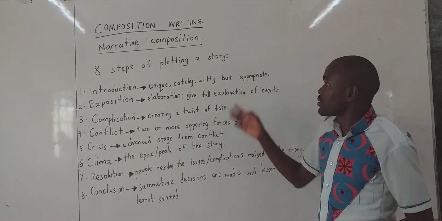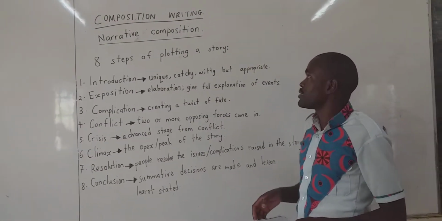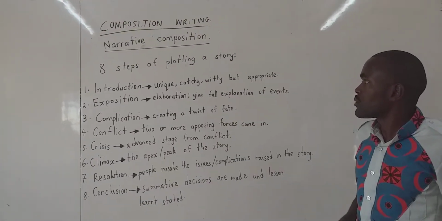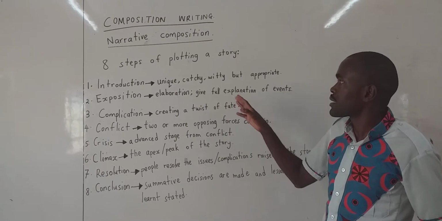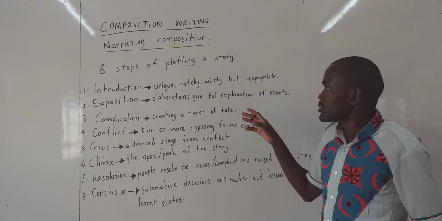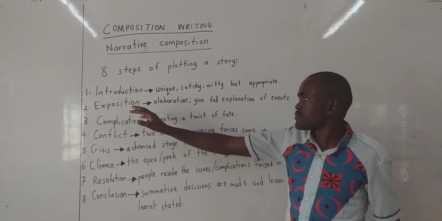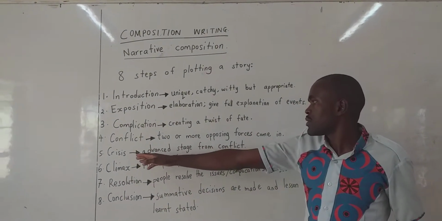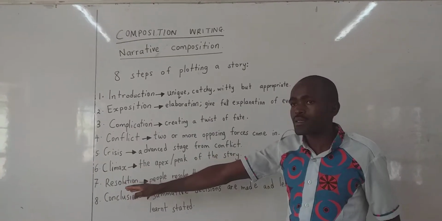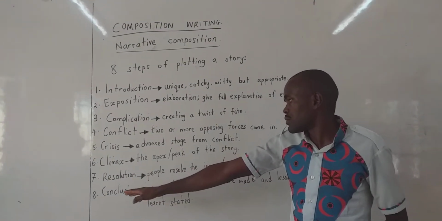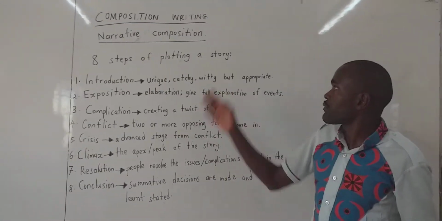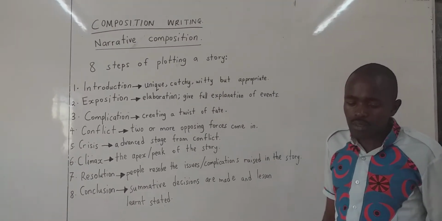So we're going to talk about composition writing, and we are going to talk about narrative compositions. We are going to have 8 steps of plotting a story. I'll talk about introduction, exposition, complication, conflict, crisis, climax, resolution, and conclusion.